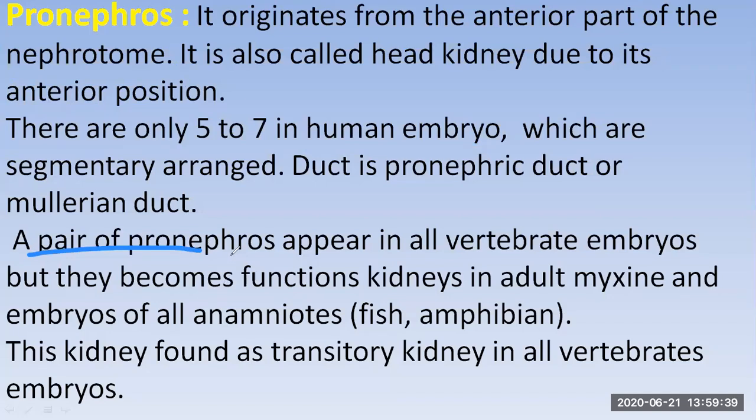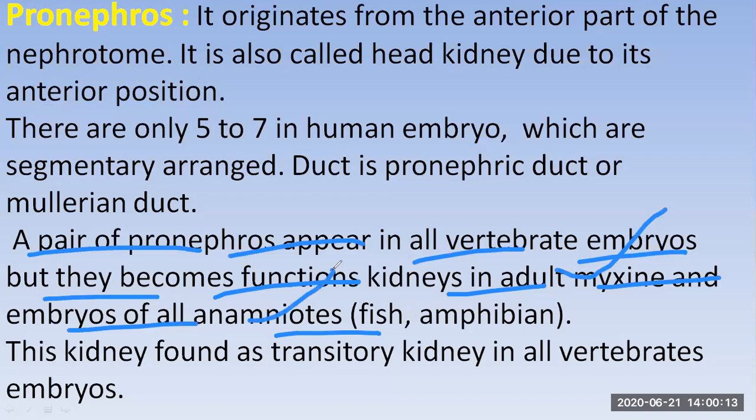A pair of pronephros appears in all vertebrate embryos, but they become functional kidneys in the adult myxine and embryos of all amniotes. It is also located inside our body, but after the fourth week of the gestation period, it degenerates. It becomes a functional kidney in adult myxine as well as the embryo of anamniotes, meaning fish and amphibians. Myxine, I had already told, belongs to the class Cyclostomata.